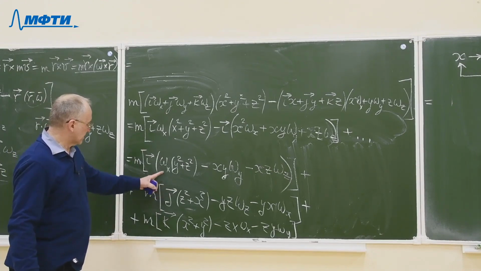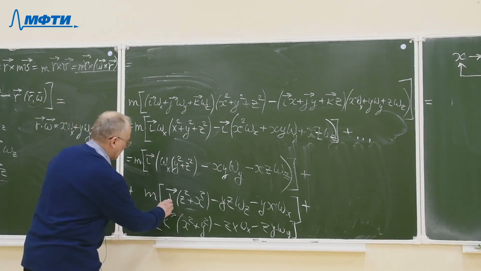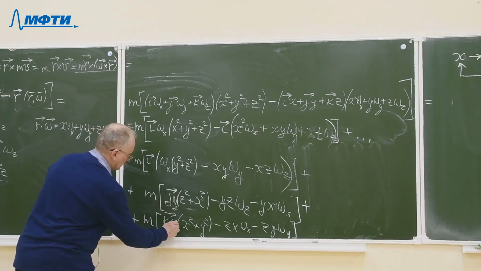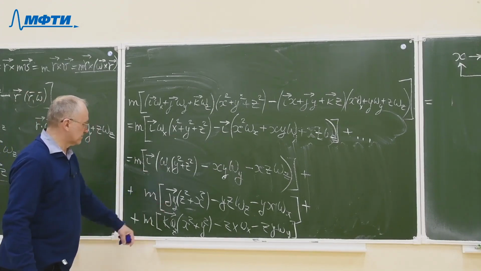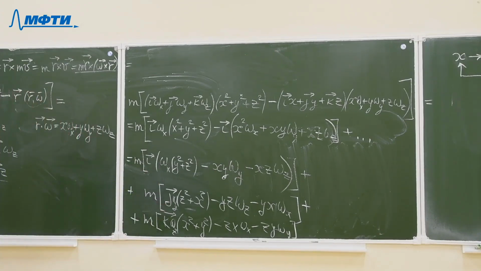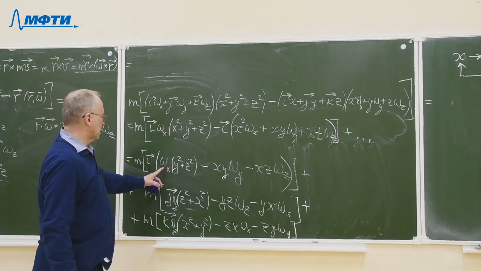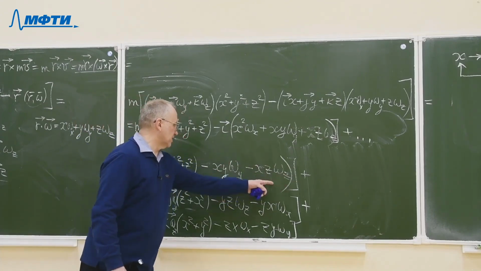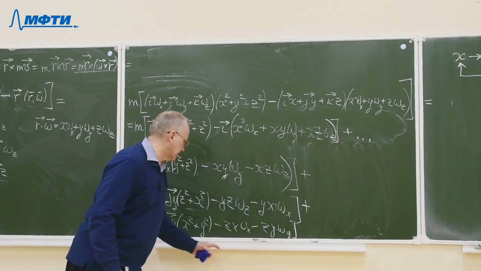Oh, yes, you're right. Omega, yes, sure. Here, I have forgotten it. Omega y, yes, thank you. And here is omega z. Omega should be at each term. Some component of omega x, omega y, omega z should be at every term here. Omega y, omega z, omega x. That's it.